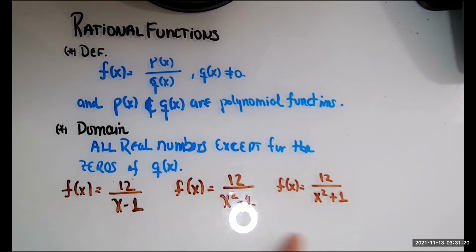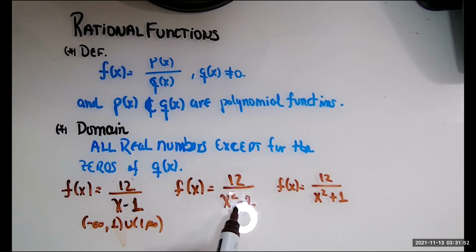Notice that I have three basic examples here. The numerator doesn't make a difference, so f of x equals whatever over x minus 1, I just put 12. Here, of course, the denominator becomes 0 when x equals 1. So the domain of this one will be all real numbers except 1. In other words, from negative infinity to 1, union 1 to infinity.